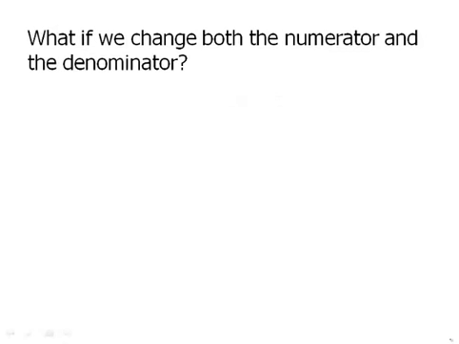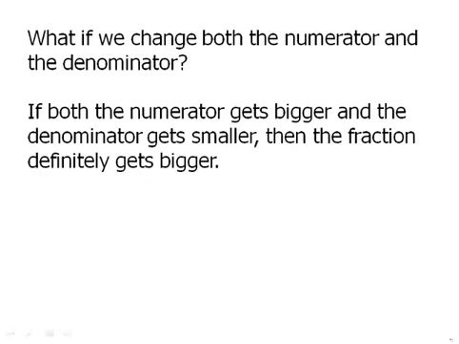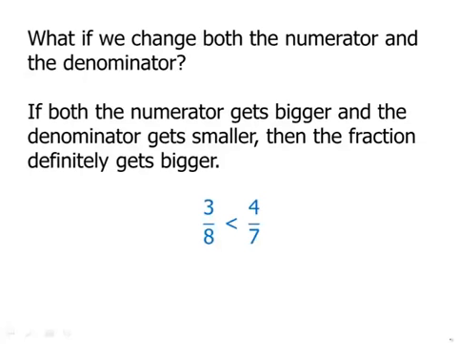What if we change both the numerator and the denominator? Well, if the numerator gets bigger and the denominator gets smaller, then the fraction definitely gets bigger. For example, if we change from 3/8 to 4/7, we've made the numerator bigger, and we've made the denominator smaller. And so those two rules combine, so definitely 4/7 has to be bigger than 3/8. That's very clear.